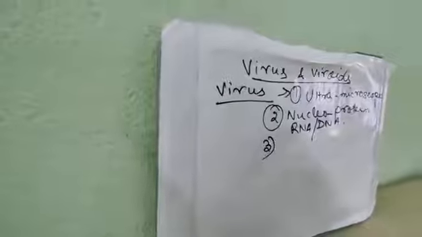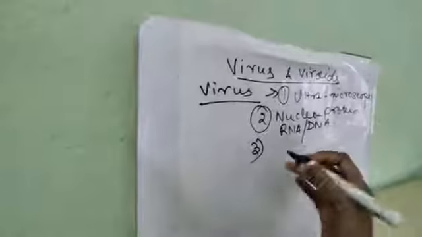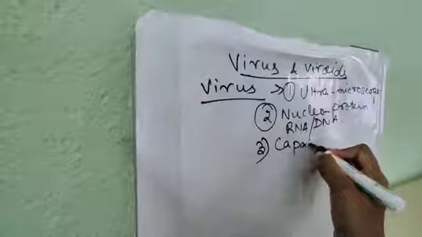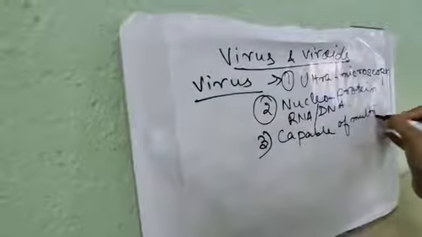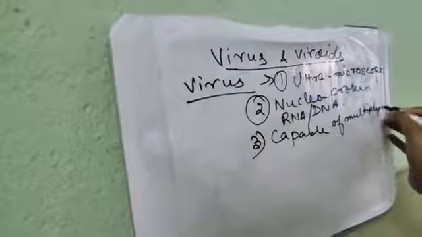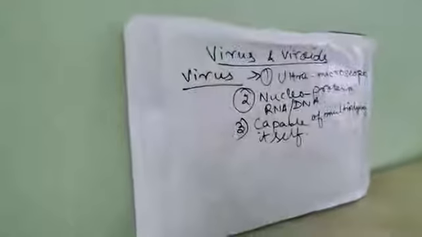Next, number 3: when introduced into specific organisms, it is capable of multiplying itself within the host cell. So these are the general characteristics of the virus.